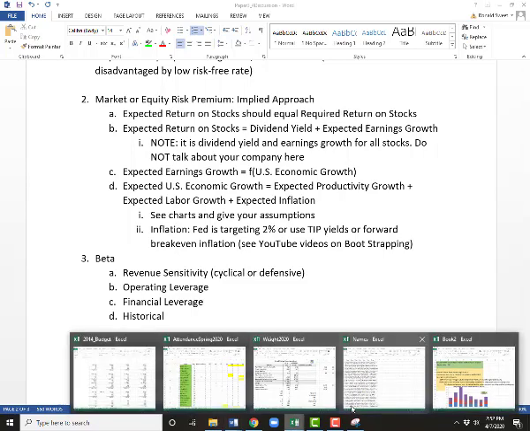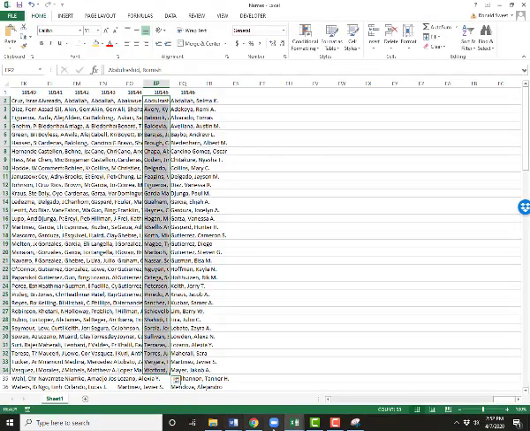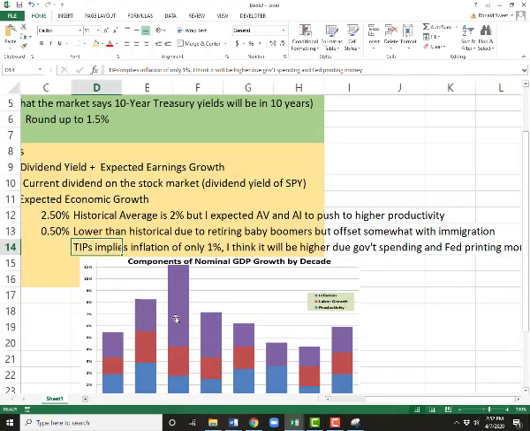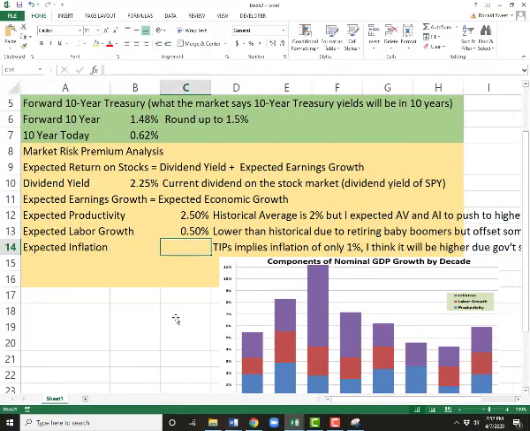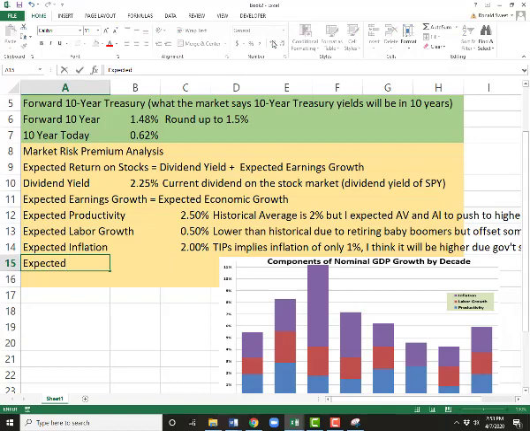So I'm going to change this. I'm just going to say, hey, if the Fed is targeting 2%, I'm going to use 2%. So my expected economic growth is going to be my productivity plus my labor growth plus my inflation. So I expect the economy to grow about 5%. I think anything in the 4% to 6% range is justifiable.